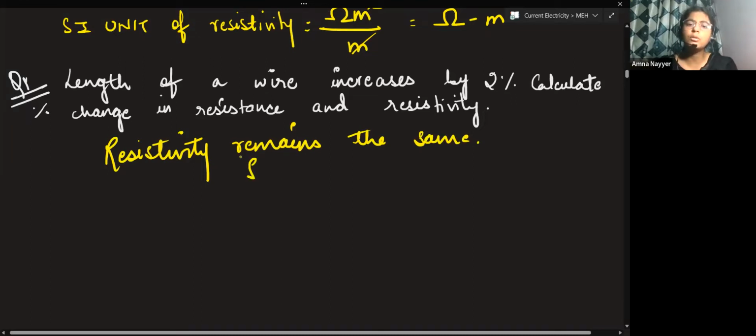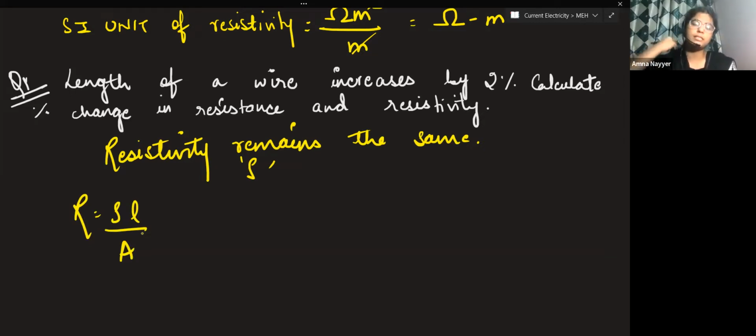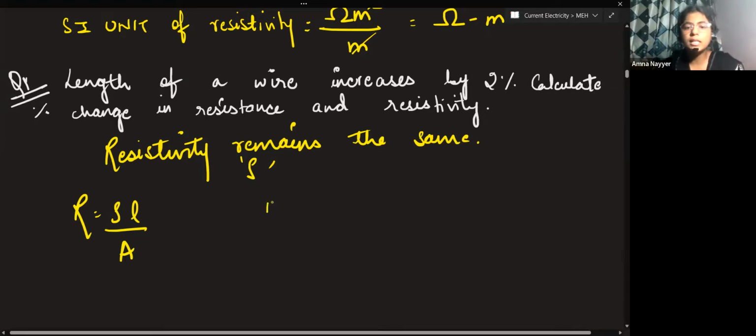Had it been rho only, it would be rho still. But resistance will change because we had seen the resistance formula is rho L divided by A. Now, length of wire has changed. Let's say this is the initial resistance. Now we have to calculate the new resistance. Resistivity will be the same, new length and new area of cross section. All these things we have to find, then only we'll be able to find the percentage change.